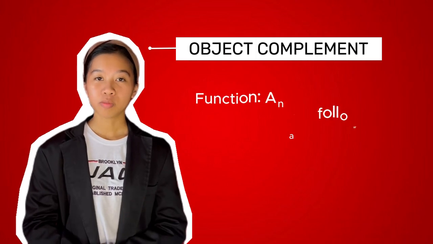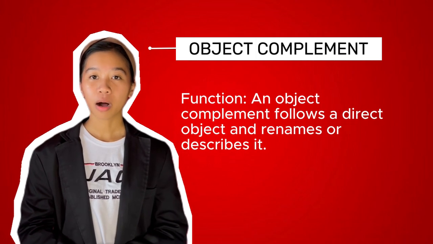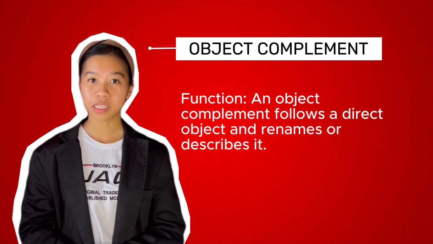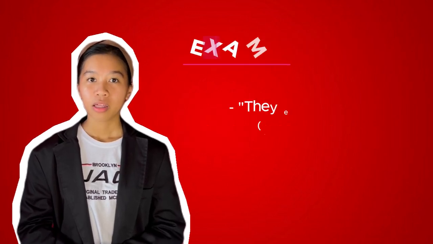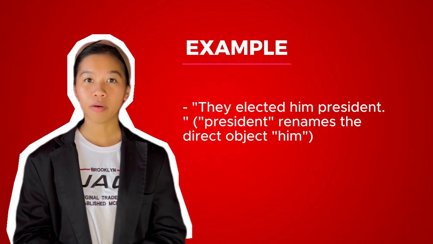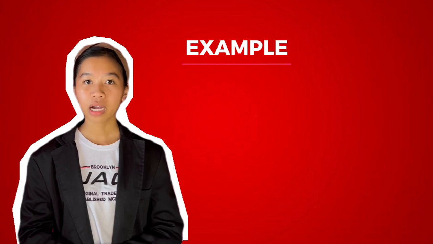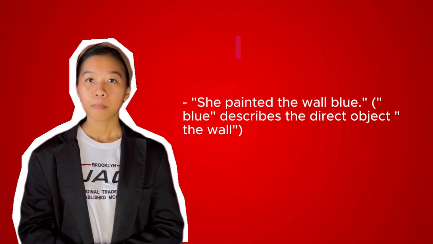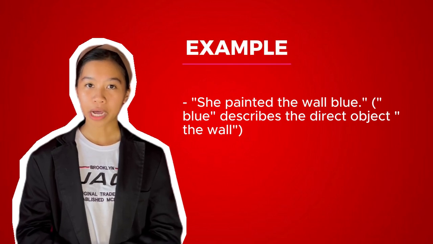Fourth one is the object complement. An object complement follows a direct object and renames or describes it. For example, they elected him president. President renames the direct object him. Second example, she painted the wall blue. Blue describes the direct object, the wall.